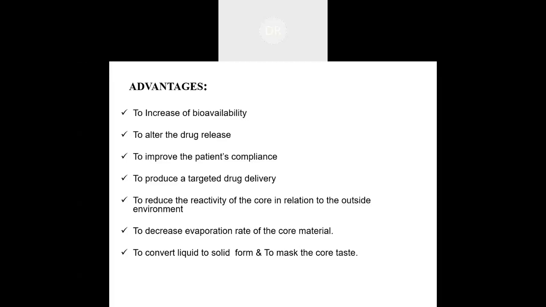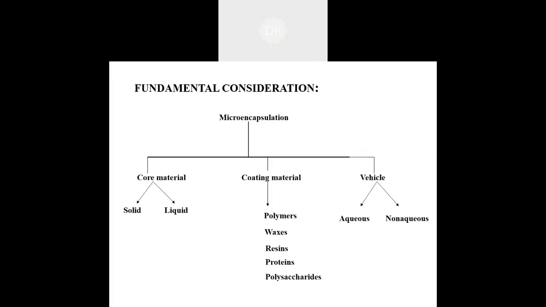These are the fundamentals, the basic microencapsulation process. There are three components: core material, coating material, and vehicles. Generally, core materials are in solid and liquid forms.